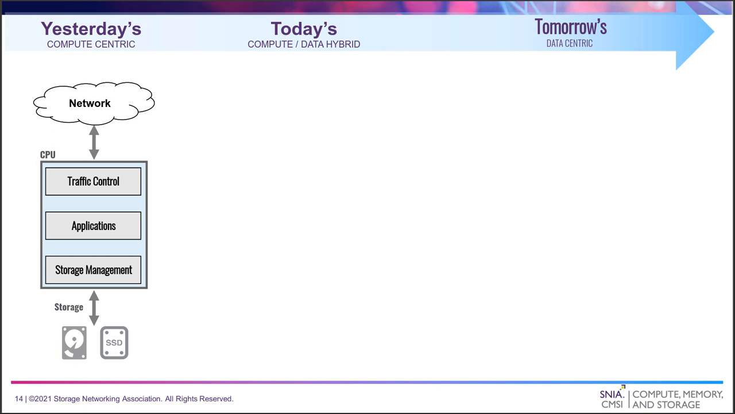On this slide, we'll see a roadmap from what we call yesterday's compute-centric approach through things that can be done today in a single server to tomorrow's fully disaggregated data-centric approach. On the left-hand side here, we see a traditional CPU-based server architecture that's still prevalent in most data centers today. Due to the problems we discussed earlier, more and more servers are added in order to meet performance needs. This increases CapEx and OpEx.